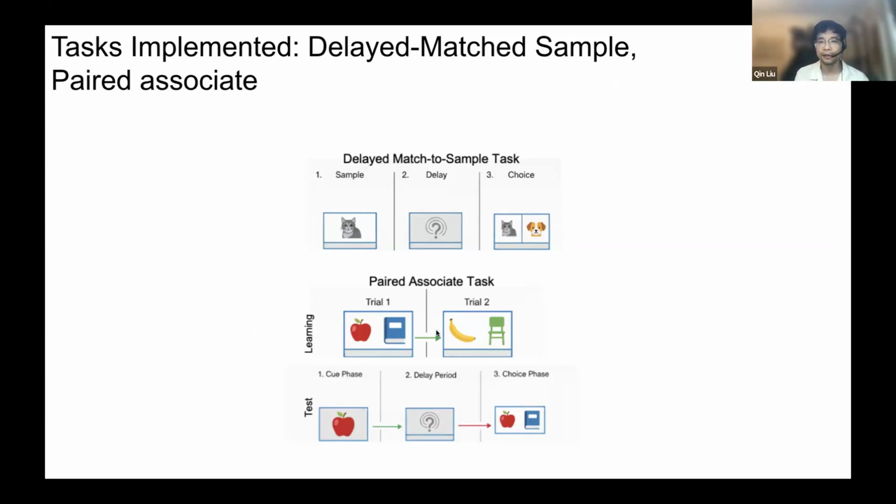And then for the long-term memory part, I trained the model to remember a number of random pairs. For example, apples are associated with books, bananas are associated with chairs. And then during the simulated test, if I show an apple to the model, it needs to answer whether the book is the correct pair of the apple or not.